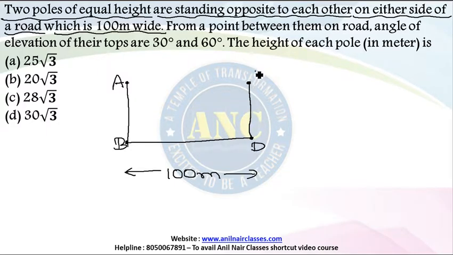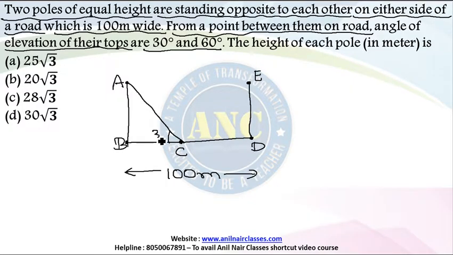It is given that the height of these two poles on either side of the road is absolutely the same. AB and DE values are both the same. From a point between them on the road, that is point C, the angles of elevation of their tops are 30 degrees and 60 degrees. First top is A, angle of elevation is 30. Second top is E, angle of elevation is 60 degrees. Find the height of each pole.